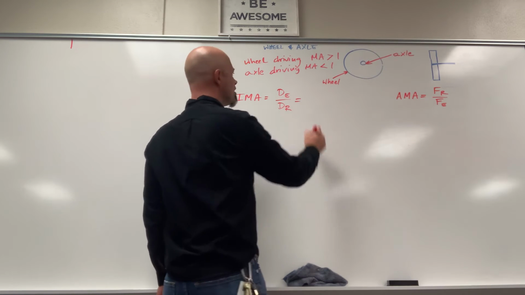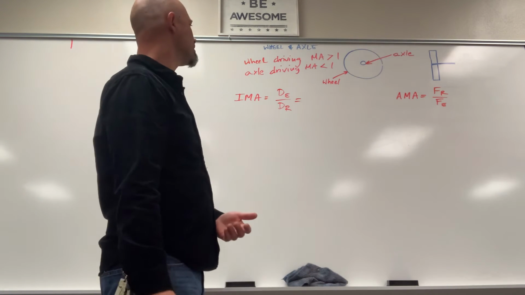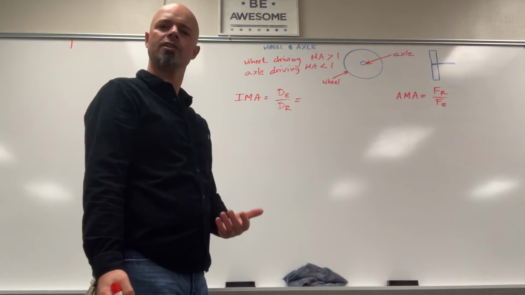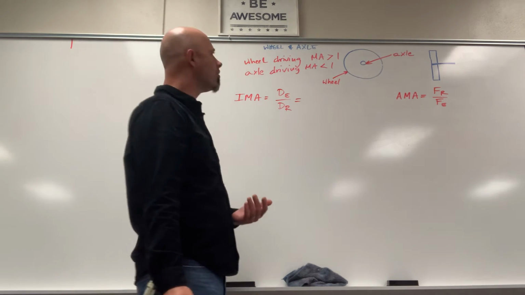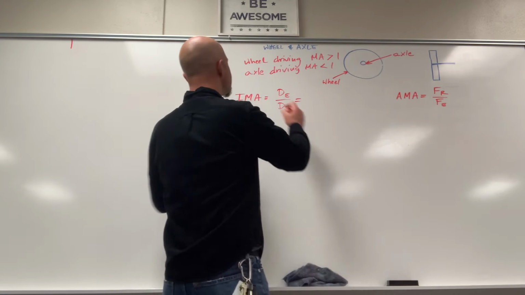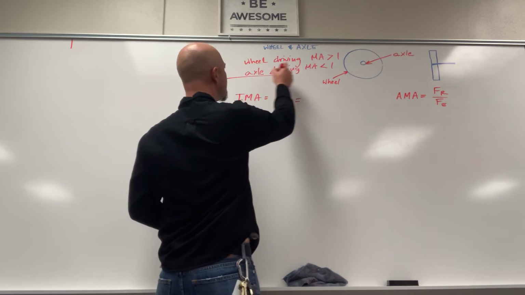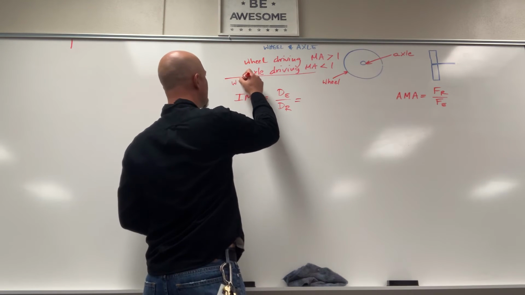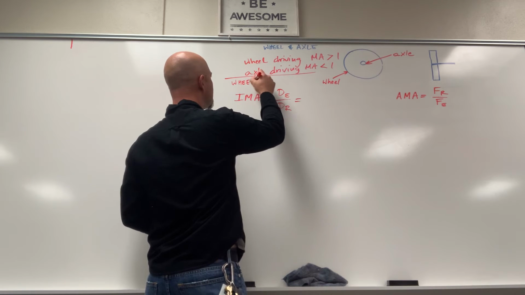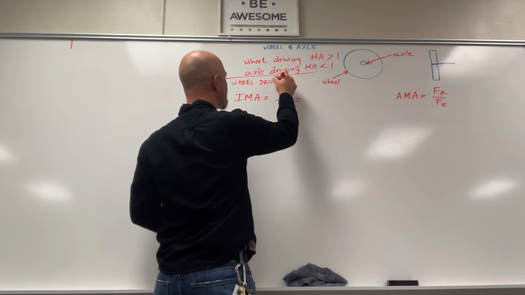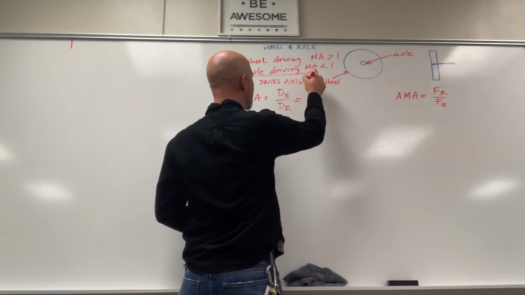With ideal mechanical advantage, the difference is, you take distance of effort divided by distance of resistance, so you have to consider what the distance of the effort and resistance are. And those are actually the circumferences of the wheel and axle. So let's make this example wheel driving the axle. So wheel drives axle right here.